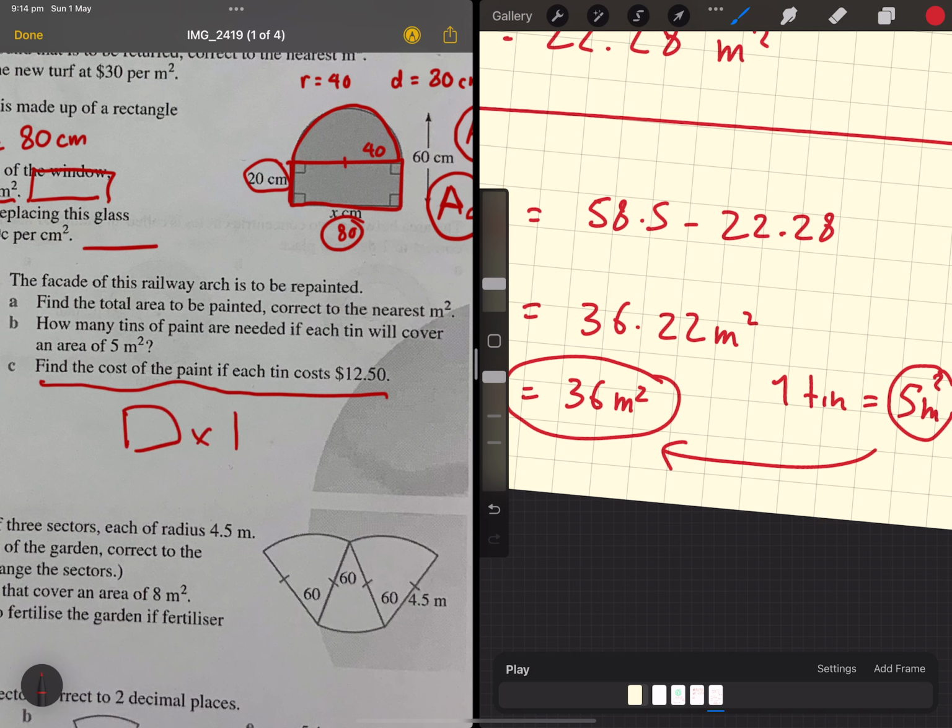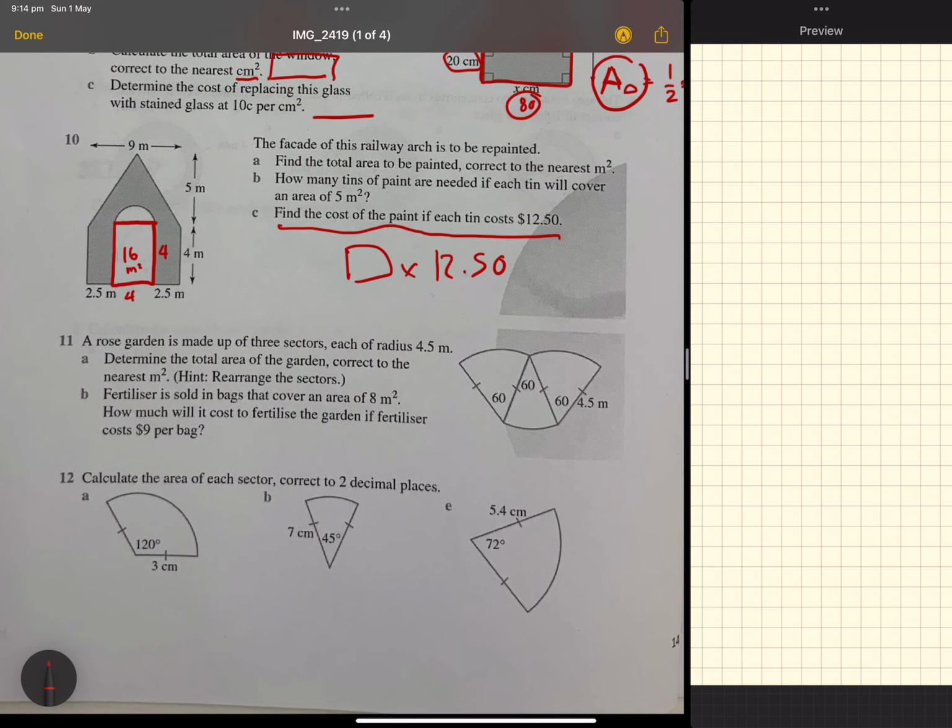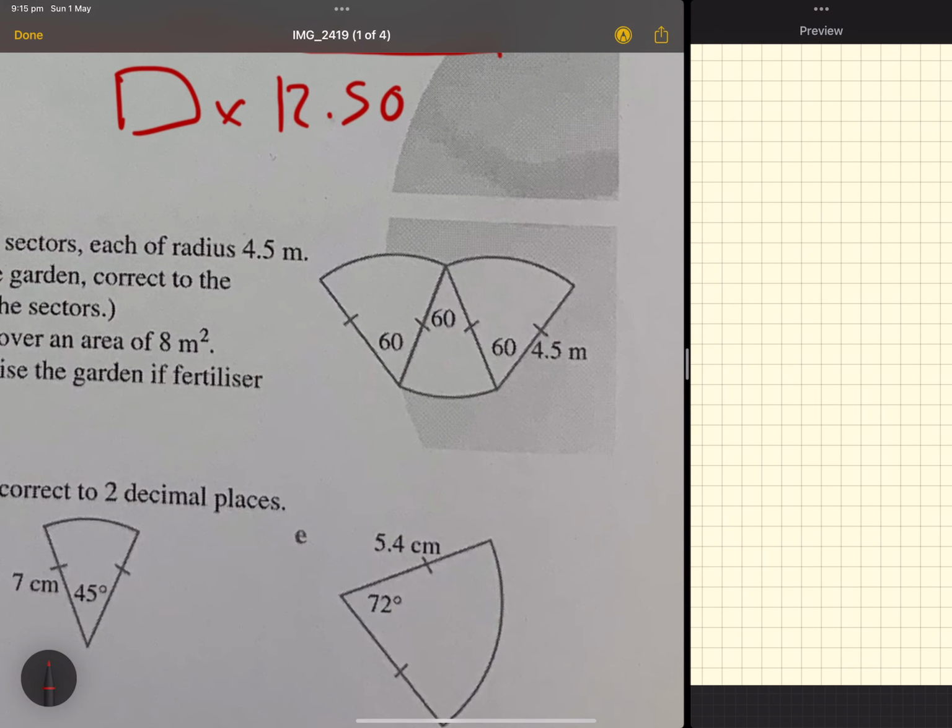Okay. It says a rose garden is made up of 3 sectors. Each sector is 4.5 meters, as shown in this diagram on the right. Determine the total area of the garden correct to the nearest meter squared. Okay, so that shape there.